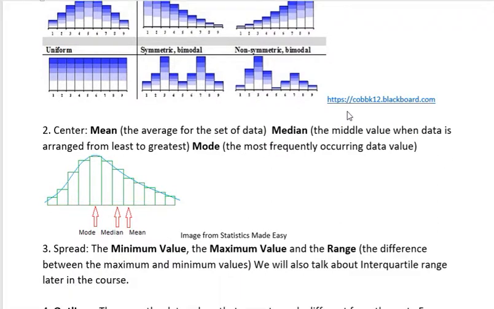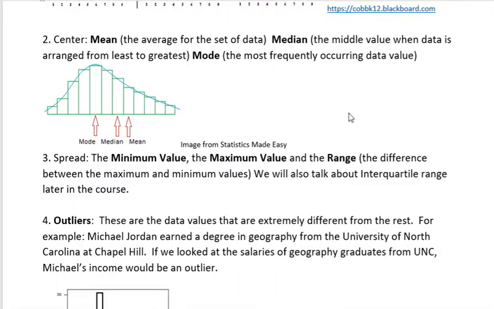The second one is the center. And when we talk about center, we talk about measures that we'll talk about later in more detail. But we're talking about mean, which is the average for the data set, the median, which is the middle value when the data is arranged from least to greatest, and the mode, which we just said was the most frequently occurring data.